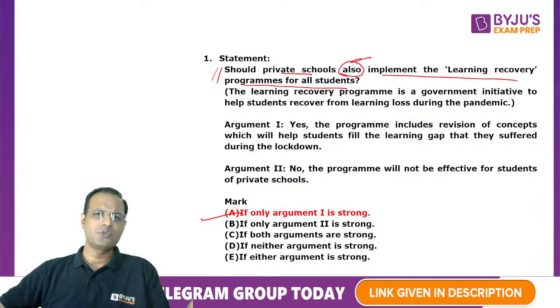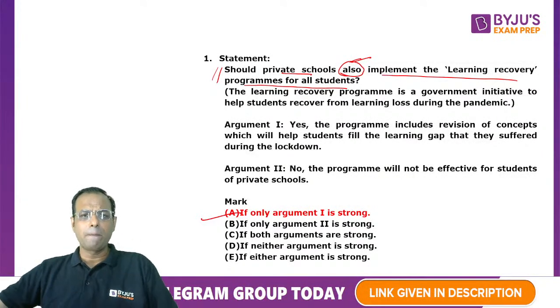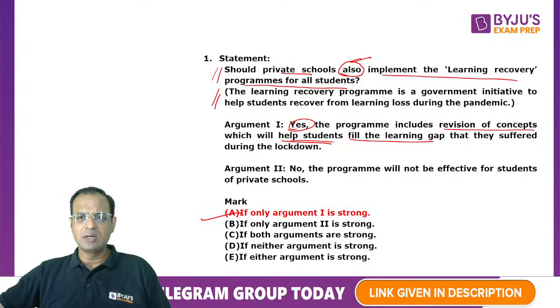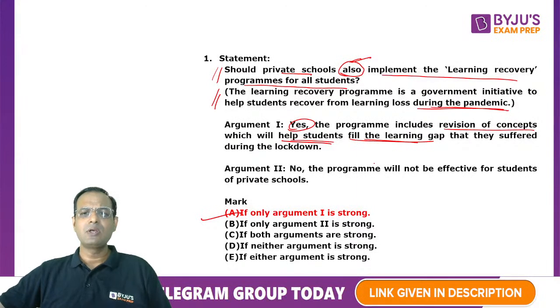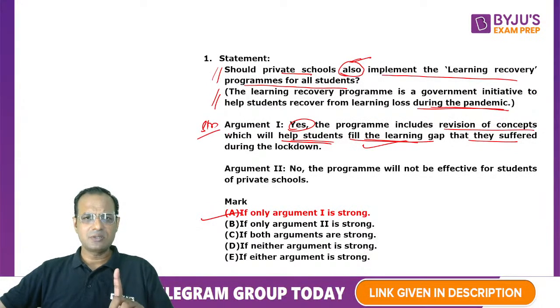We can make out that government schools may have already done it, and now the private schools are also planning to do the same thing. And here they have given you what is learning recovery program. You have read it. One says yes, it supports the statement. The program includes revision of concepts which will help students fill the learning gap, because we have already suffered pandemics. There was a big gap in learning. So if it helps fill the learning gap they have suffered, that makes the argument quite strong. It makes sense. Okay. But look at argument 2.